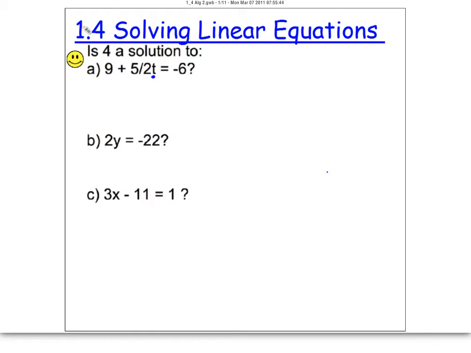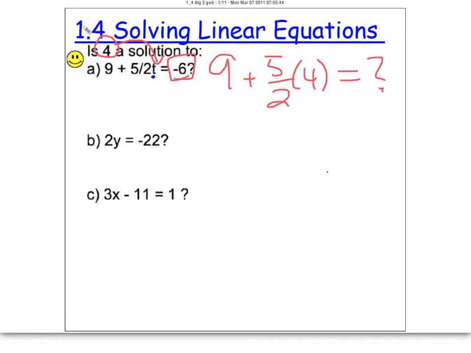Well, the most logical way to do it would be to actually put 4 in for the variable and see if it works. Or maybe you would solve it, is another way to do it. Let's actually just put 4 into the equations and solve. So this first one would be 9 plus 5 halves times 4. The question is, what does it equal?